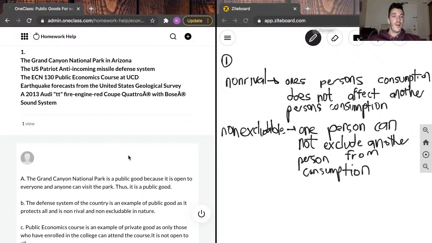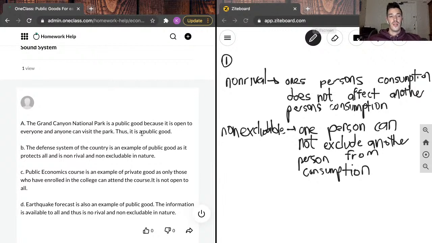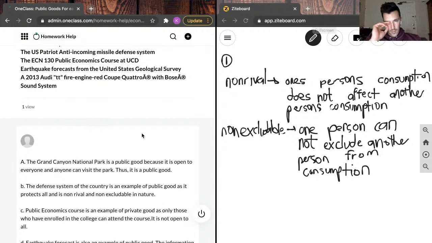Third, the ECN 130 Public Economics course at UCD. So our junior tutors read the Public Economics course is an example of a private good, as only those who have enrolled in the college can attend the course. It is not open to all. So it is excludable because anybody that did not pay the fee to take the course is going to be excluded from consuming it. It is rival in that there will be a set number of seats in the course. So one person getting into the course means there's one less spot for you to try to attend the course.